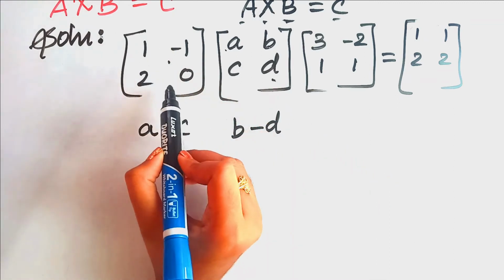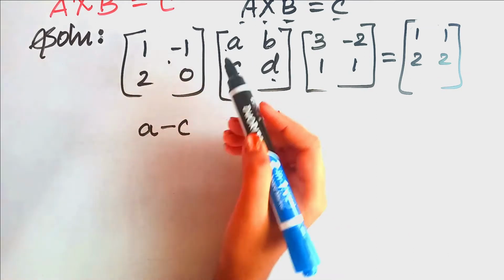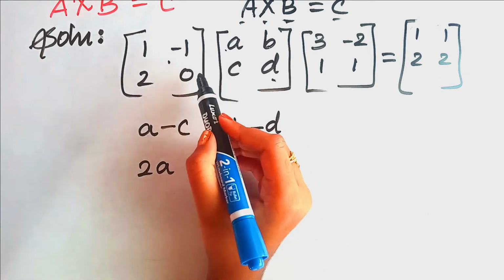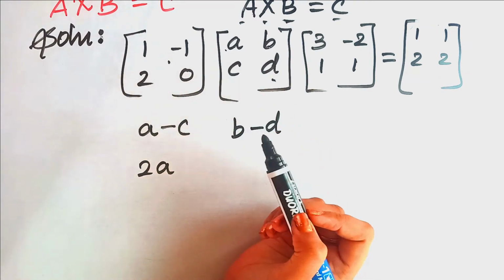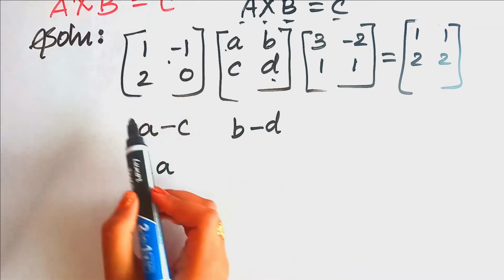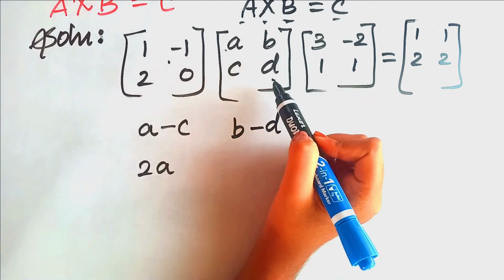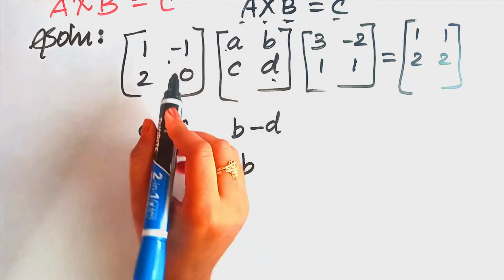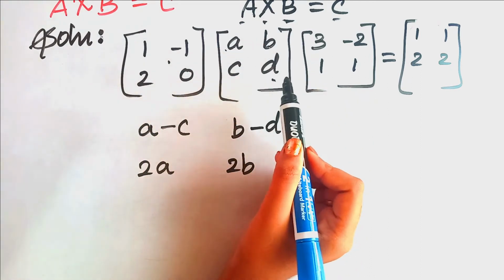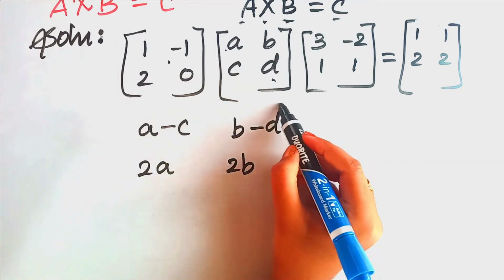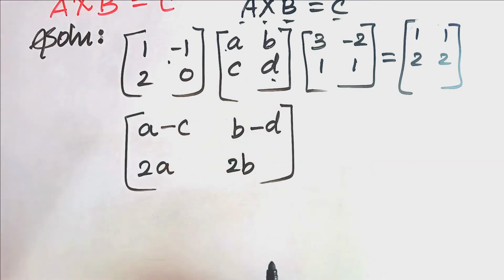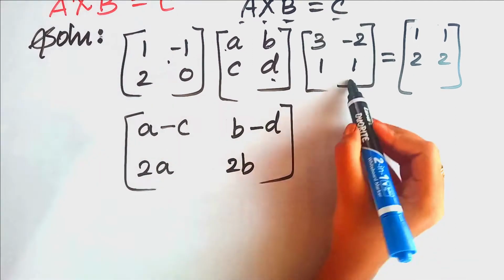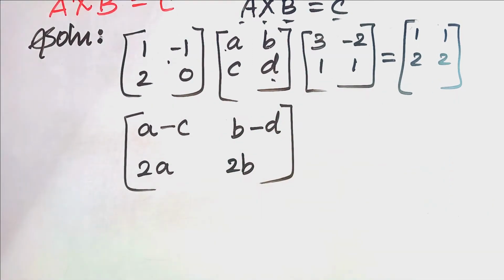And then second row and the first column, 2 into A it will be 2A, and 0 into C it will be 0, so you don't need to write that here. And then second row and second column, 2 into B it will be 2B, and 0 into D is 0, so 0 into anything is 0, and you don't need to write that here. So you'll get this, and we write the remaining term as it is.